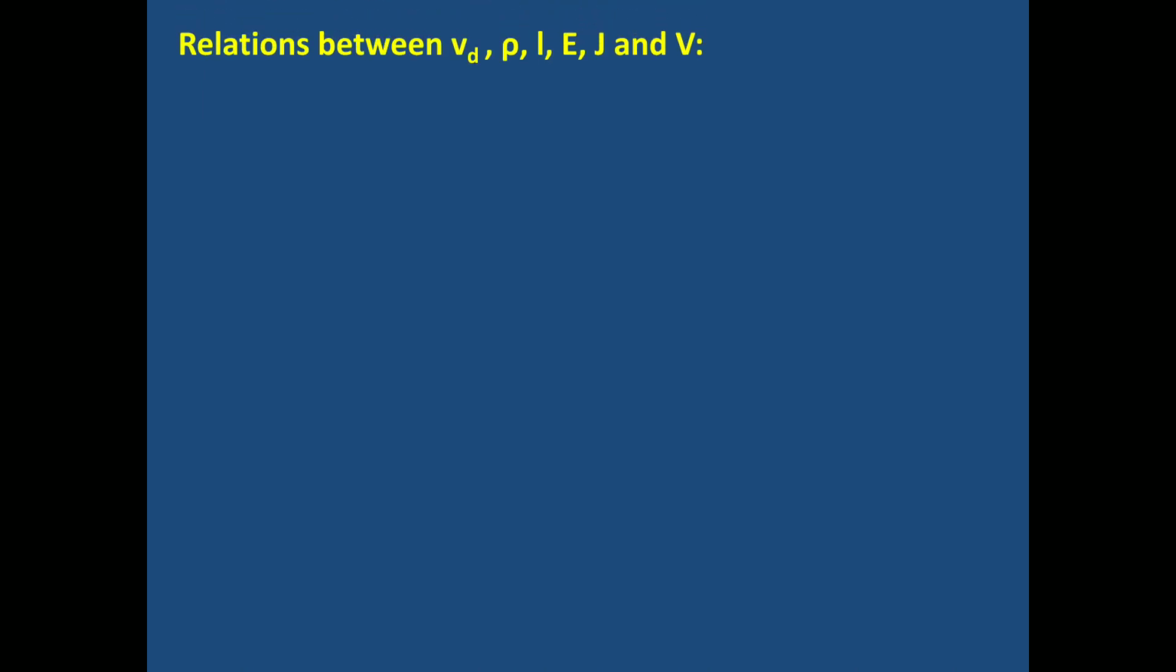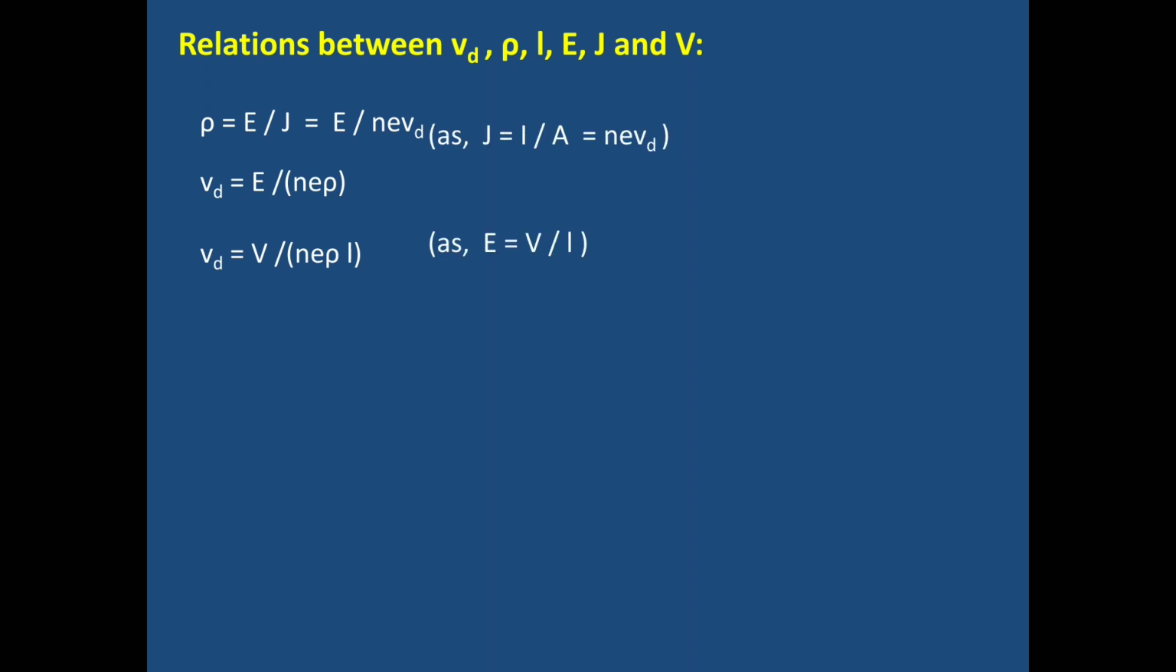Relation between drift velocity, resistivity, length, electric field, current density and potential. As we know, resistivity rho is equal to E by J, or E is equal to rho J, which is rho Ne Vd, because J is I by A, that is NeVd. So Vd is equal to E upon Ne rho.